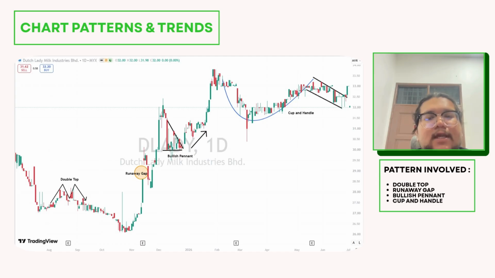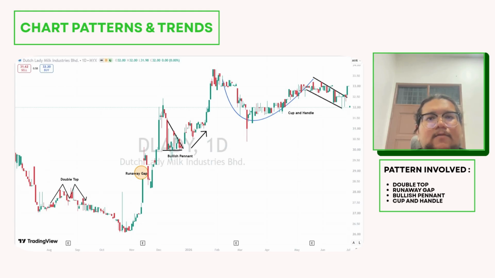Moving on to the technical analysis for Dutch Lady, the daily chart displays a clear bullish continuation structure driven by four key chart patterns. Following an initial double top reversal that established a bottom around 26 ringgit, the stock experienced a strong momentum push marked by a runaway gap.